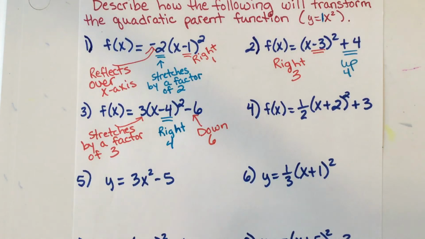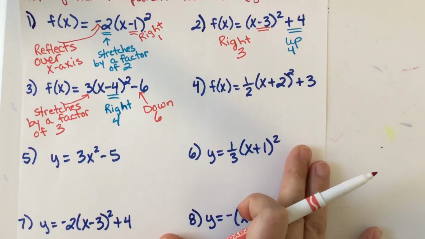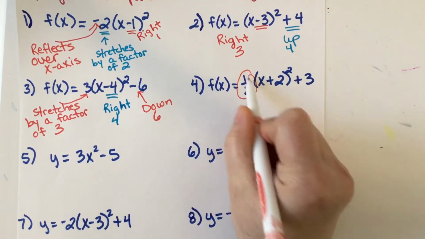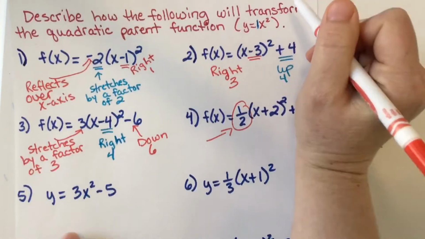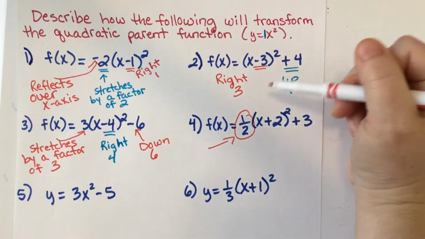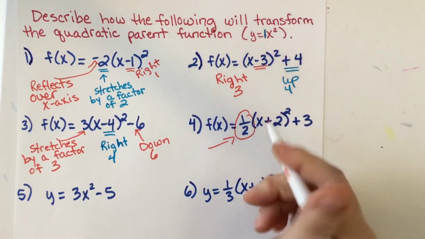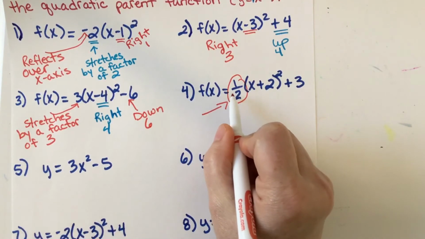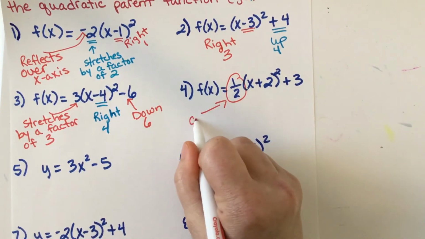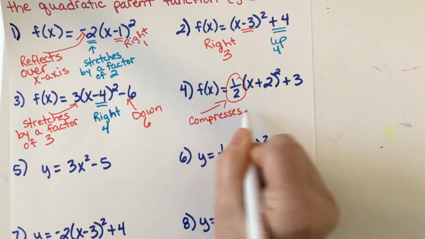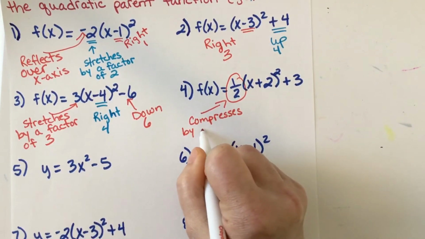Okay, number 4. I don't have a negative in front, so there's no reflection, but I do have a 1/2 in front. So 1/2, is that a bigger number than the one that's typically in front or smaller? 1/2 is smaller than 1. That means that this graph is going to be wider, which we call a compression. So it compresses by a factor of 1/2.